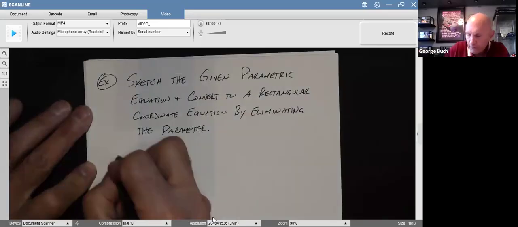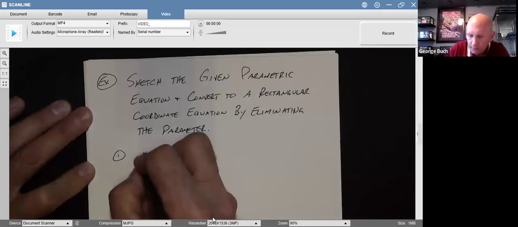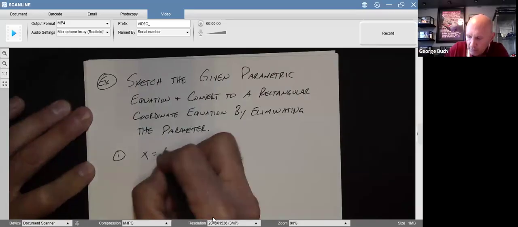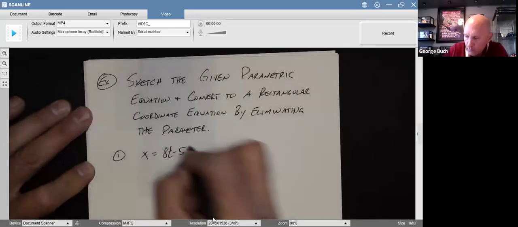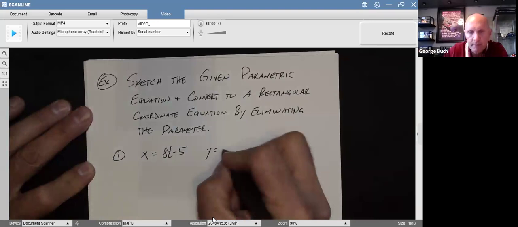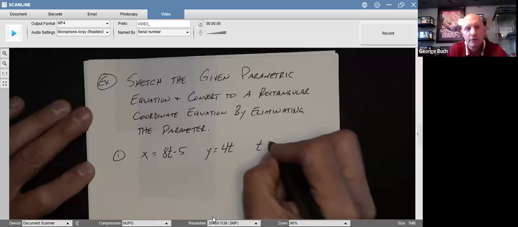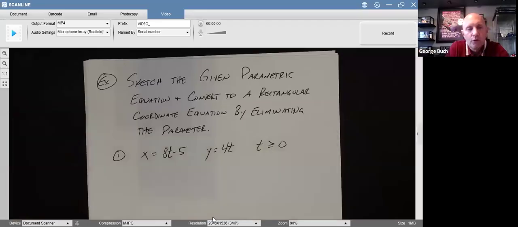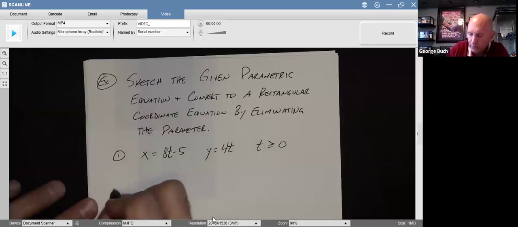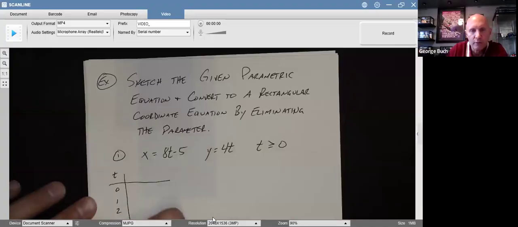So the first one we have is x is equal to 8t minus 5, and y is equal to 4t. And in this one, it tells us that t has to be greater than or equal to 0. If it doesn't tell us that, then sometimes we can just pick whatever values we want, -2, -1, 0, 1, 2. But in this specific case, t has to be greater than or equal to 0. So that means 0, 1, 2, 3. Let's try those points, see what that gets us.